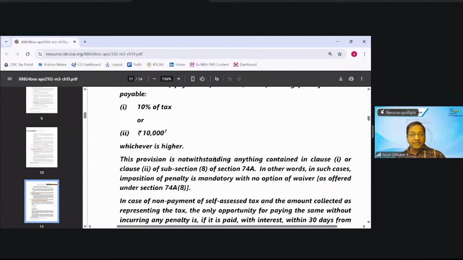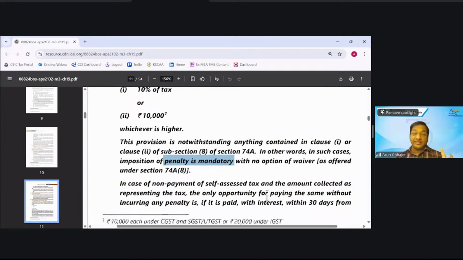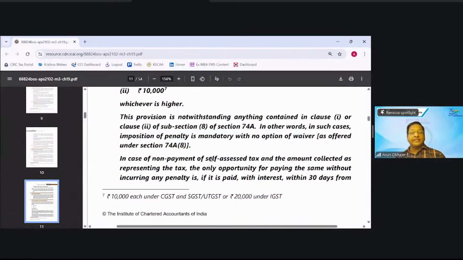The provision notwithstanding anything contained in clause 1, clause 2 of 74A8. क्या मतलब हुआ? Imposition of the penalty is mandatory with no option of waiver. मतलब इस केस में आपके लिए पेनल्टी इंपॉर्टेंट मतलब मैंडेटरी है, कोई वेवर नहीं है इस केस में. ठीक है. In case the non-payment of self-assessed tax and amount collected as representing the tax. इसका मतलब क्या हुआ? इन दोनों में डिफरेंस क्या है सेल्फ असेस्ड टैक्स में और अमाउंट कलेक्टेड एज रिप्रेजेंटिंग द टैक्स? What is that difference?